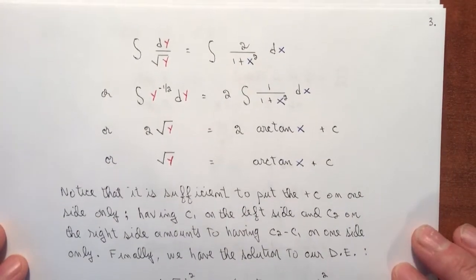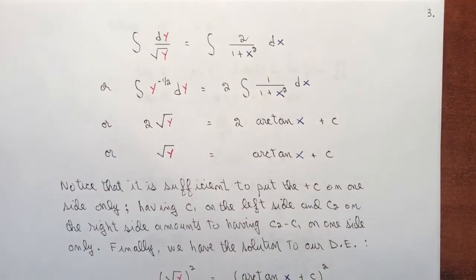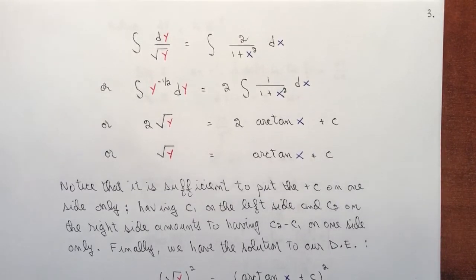Well, we're going to get the integral of dy over root y is equal to the integral of 2 over 1 plus x squared dx. Root y is y to the 1/2, bring it up, y to the minus 1/2. So that's 2 root y, and the integral of 1 over 1 plus x squared is arctan. So cancel the 2's on either side, we get root y is equal to arctan x plus c.